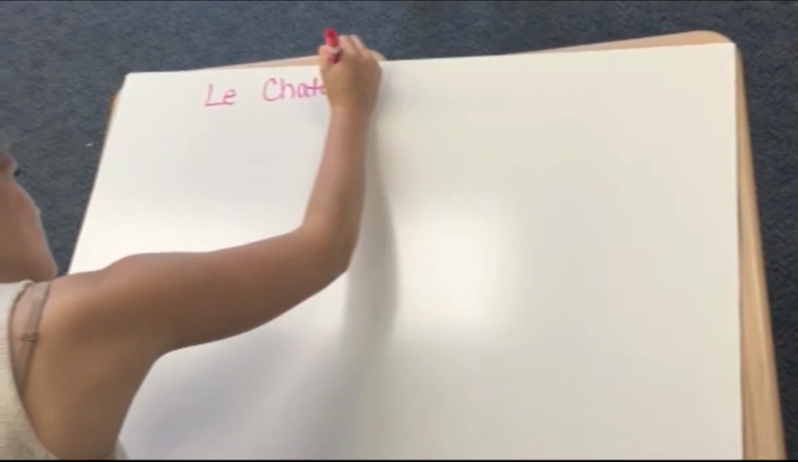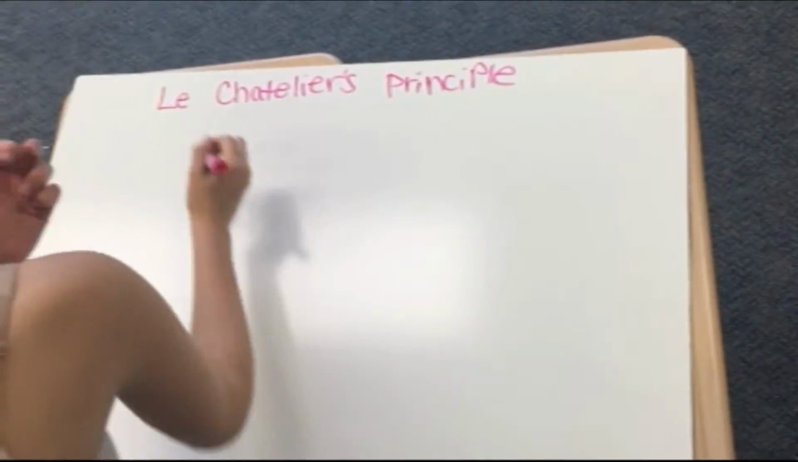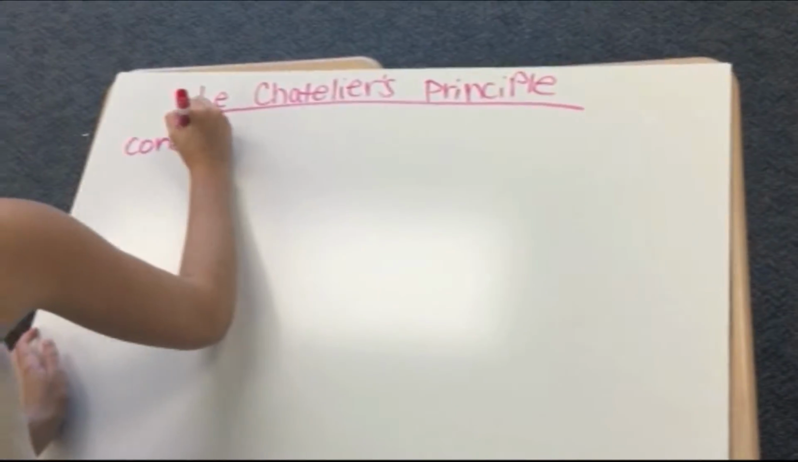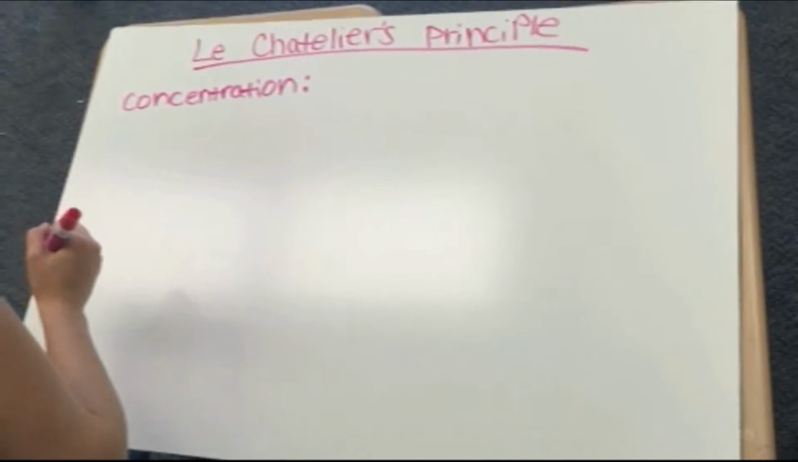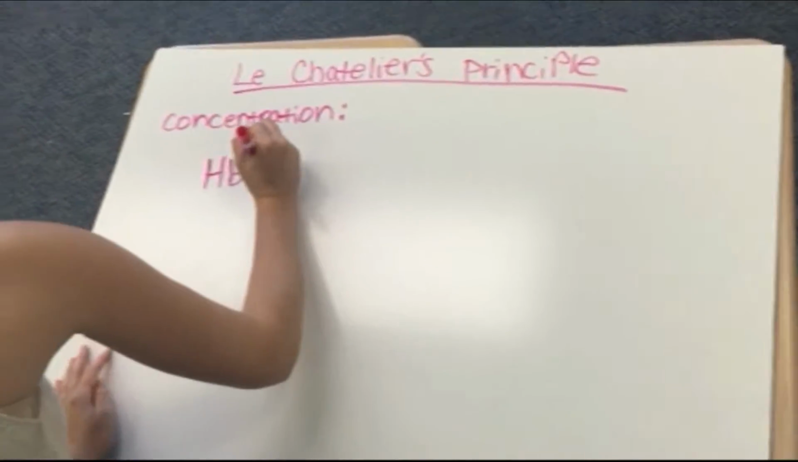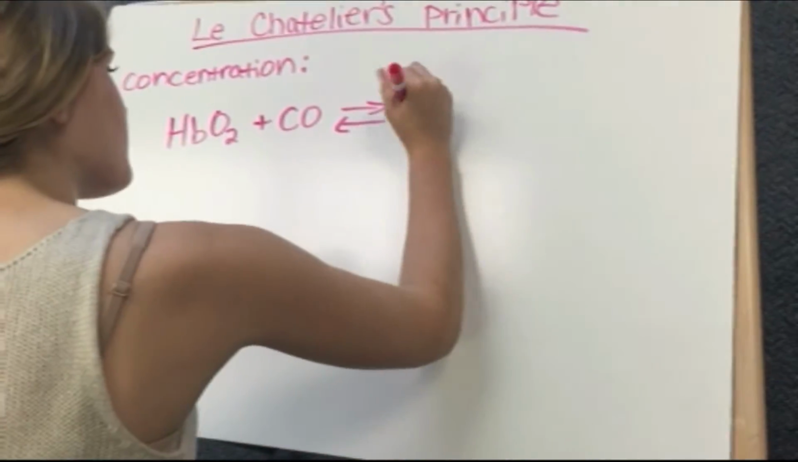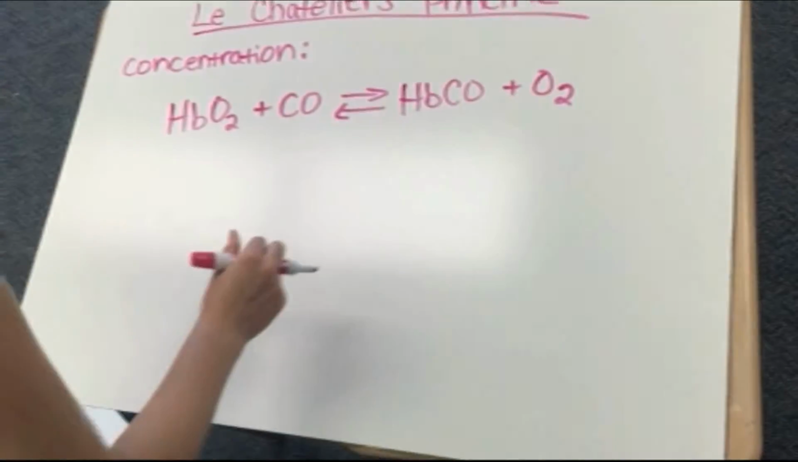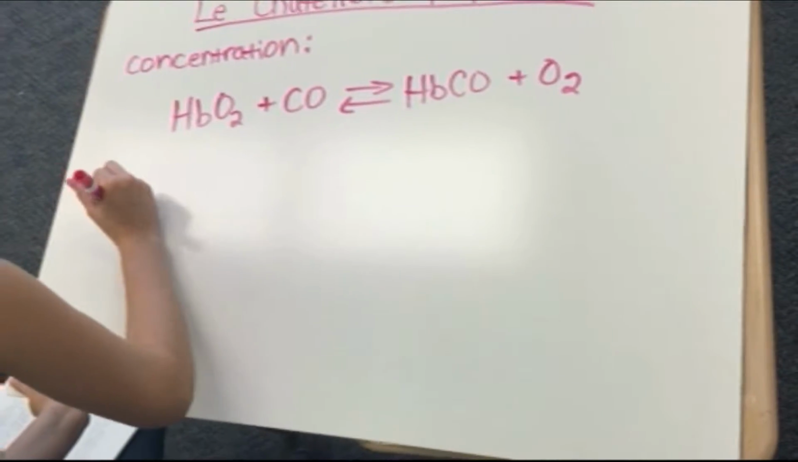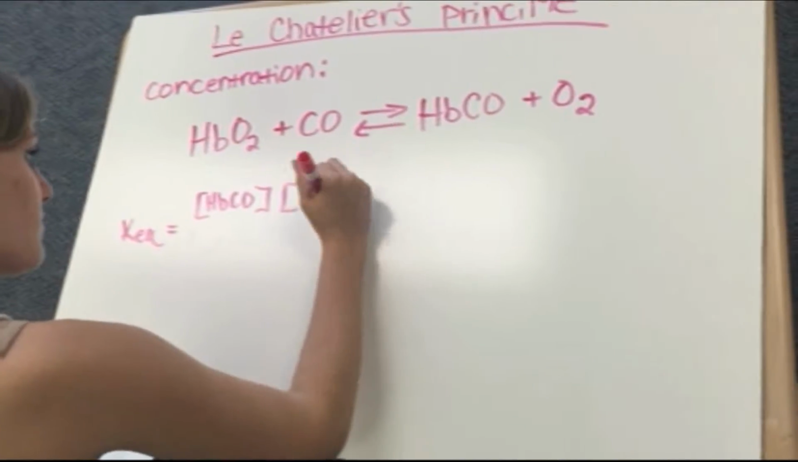The first thing you'll learn about equilibrium is Le Chatelier's principle. The first part about Le Chatelier's principle is about concentration. Here is an example of an equilibrium reaction. The Hb represents hemoglobin and the O2 represents oxygen. This is the equilibrium equation for the reaction.